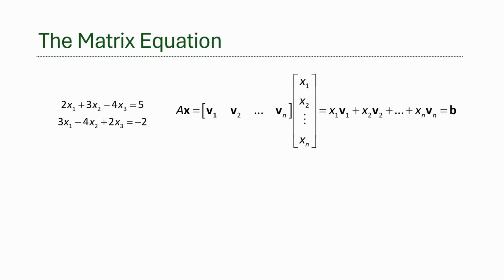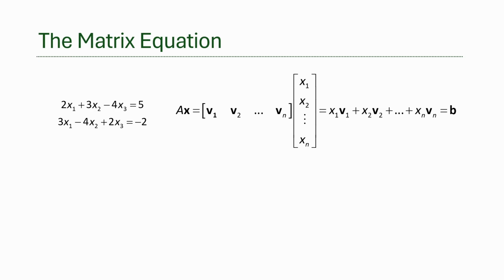Let's see if we can bring this back around to systems of linear equations. So I've got an example here to just illustrate how this is going to work. We're going to take that system, and I want you to compare it to our matrix vector product definition from the previous slide. If you look at the system of equations, notice how the x's line up with the coefficients. x1 has the column 2, 3. x2 has the column 3, -4. And x3 has the column -4, 2.